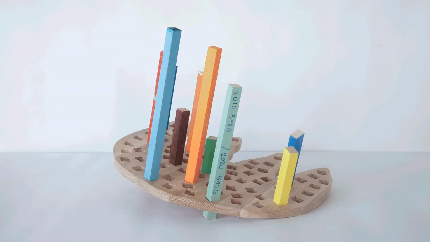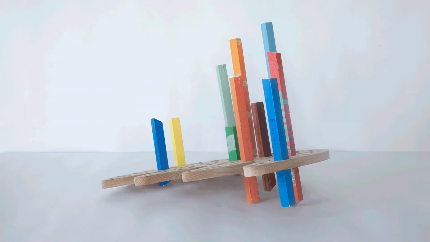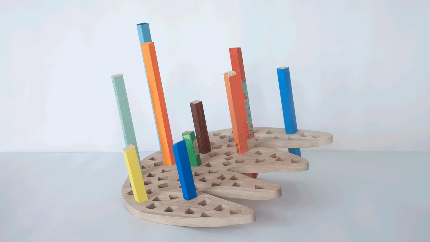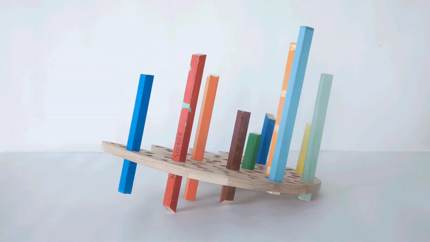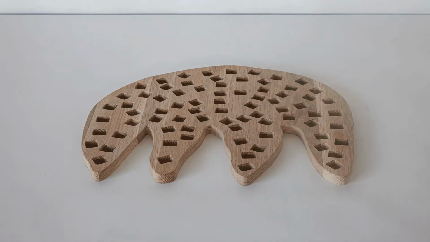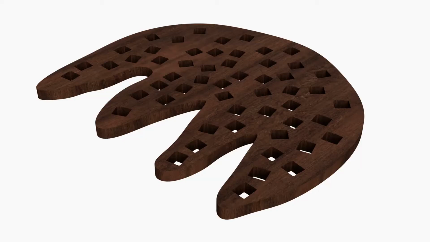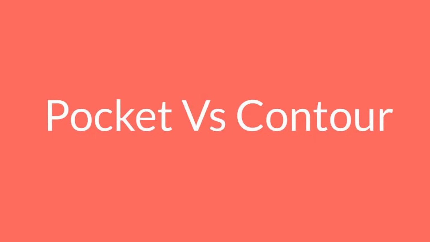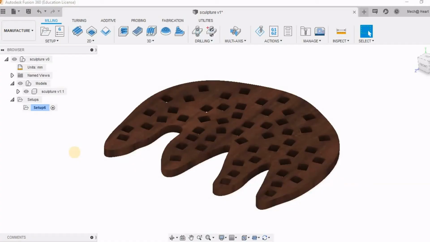This object has been created in oak, but it can be created in other materials. All the settings in the manufacture workspace must be adapted to the material we are working in. The following procedures should work fine for most types of wood. The first tool path we want to make is to cut the square holes. The reason why we make this cut before cutting the outline contour is to keep the piece as stable as possible during the milling process.